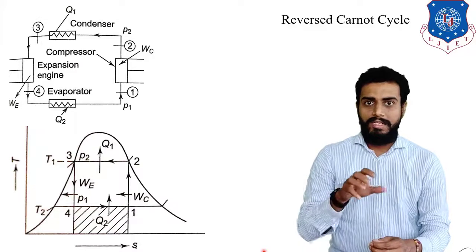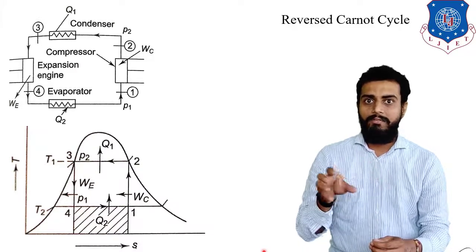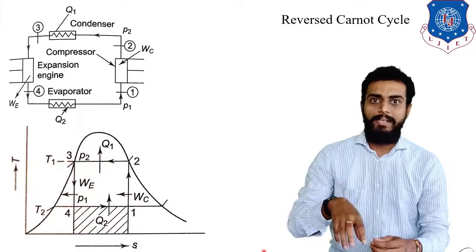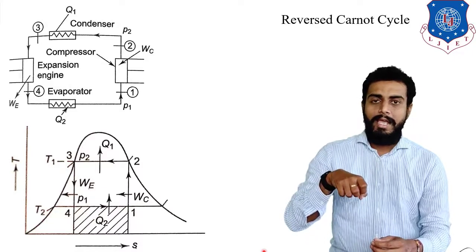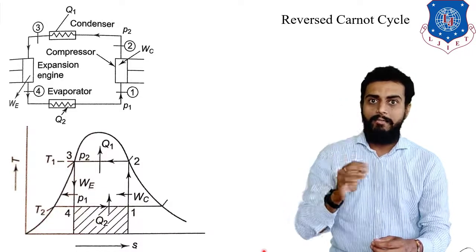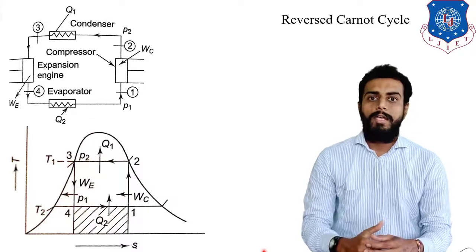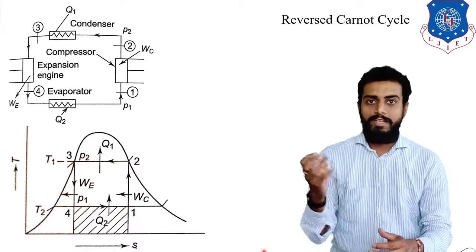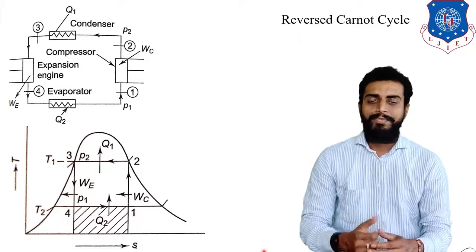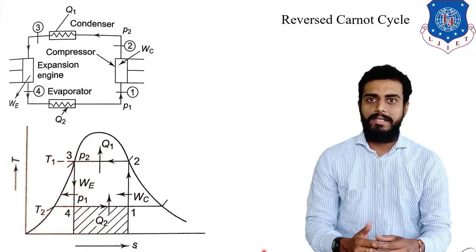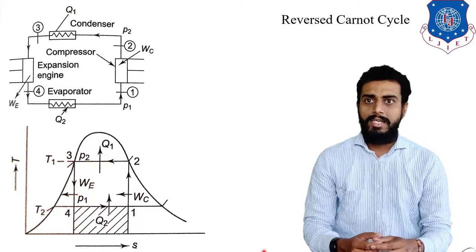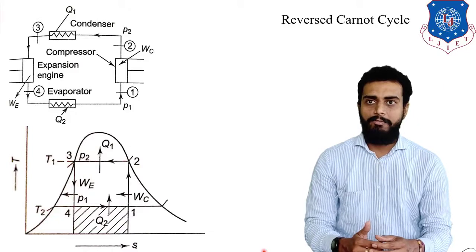Now in the reverse Carnot cycle, what will happen? It will be used to extract heat from a low temperature and transfer it to a high temperature with some net work input. So now let us understand the cycle very quickly. Here you can see we will start from point number 1.